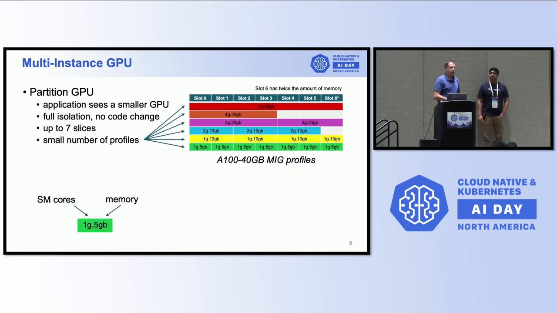There are different ways to go about fractioning GPUs. The one we particularly like is the multi-instance GPU feature of the NVIDIA data center GPUs, which gives us some flexibility. It's not infinite. We can only slice a GPU into 7 pieces, but that's pretty good already. And it has a lot of advantages, in particular in terms of isolation.